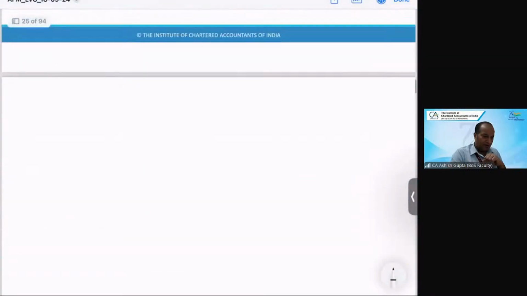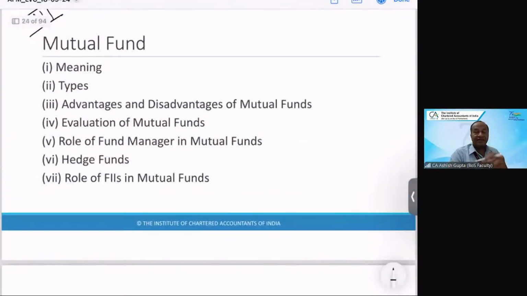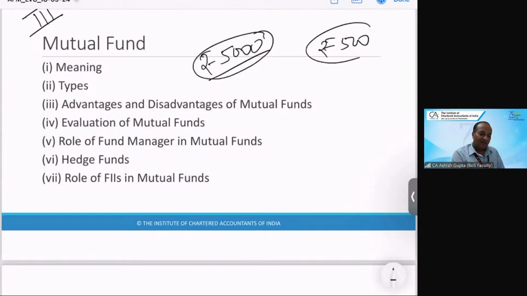Okay, now students, here comes the topic of mutual fund. Now mutual fund basically means when some money is pooled together. Let me give you a very small example. Now suppose the share of any particular company is trading at 5,000 rupees. Now suppose you have rupees 500 with you.